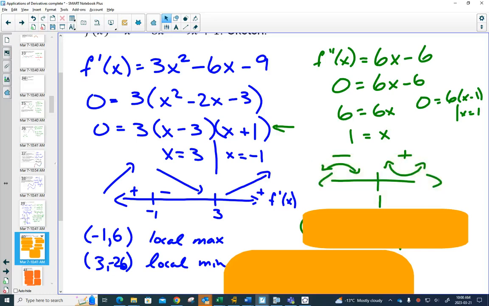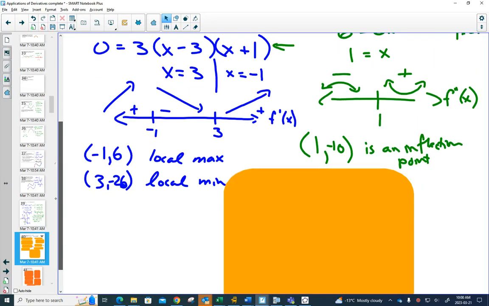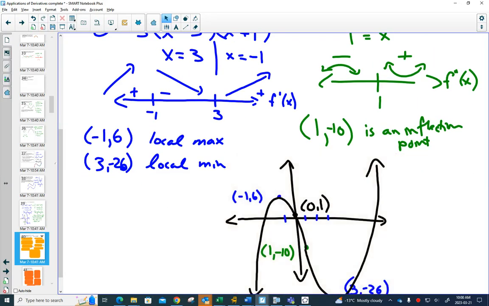Draw my number line for my second derivative. Before 1 it's negative, after 1 it's positive, and we get that inflection point, and there's your graph.